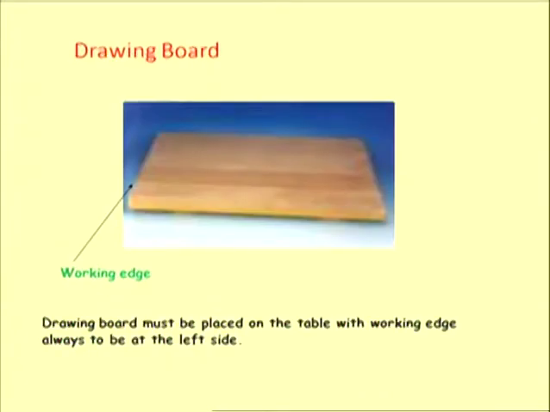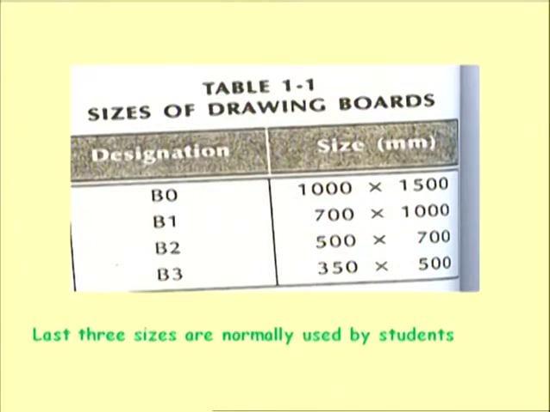So this is the figure of the drawing board. The drawing board always has a working edge, so whenever the drawing is to be started, we have to keep the working edge on the left side of the user. These are the different sizes of the drawing boards: B0, B1, B2, B3. The drawing sheets also have similar sizes, A0, A1, A2, A3. B0 size is used by professional architects, but students may use only B1, B2 or B3.